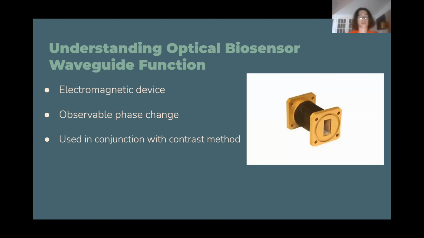Waveguides are relatively simple electromagnetic biosensing devices. Light enters one side of the waveguide and undergoes a phase change due to the waveguide's internal structure. When a waveguide is paired with a contrast method, such as fluorescence or SPR, specific diseases can be tested for. The light in the waveguide passes directly through the contrast method and a sample, and by determining the exact phase change of fluorescence, the presence of a disease can be confirmed or denied.